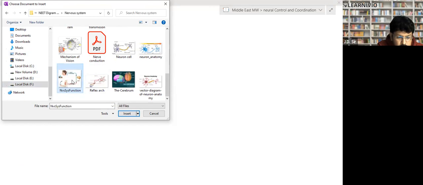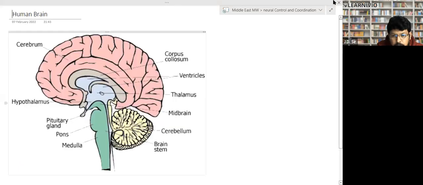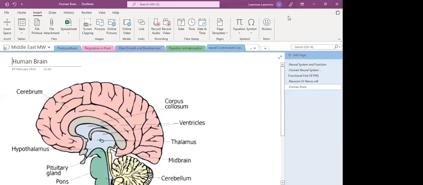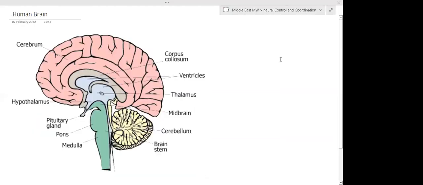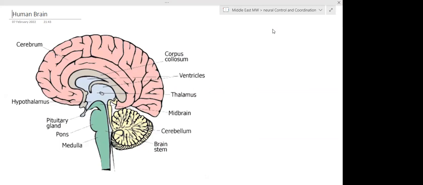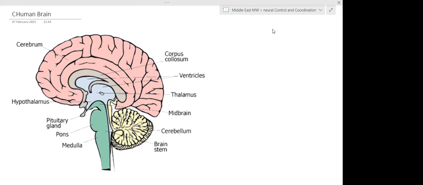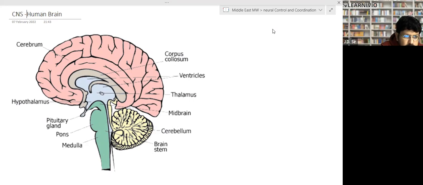Look, this is actually the human brain. Are we starting the central nervous system? Yes, we are studying the central nervous system, CNS. The human brain is part of CNS. So first, let me tell you what are the main parts of the human brain.